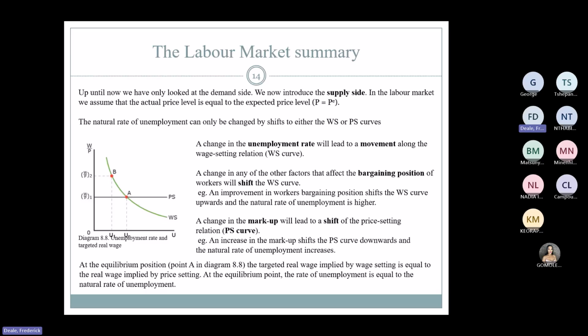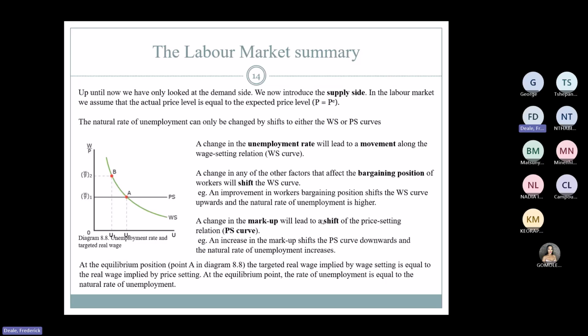In summary, the natural rate of unemployment can only be changed by shifts in either the wage setting or price setting curves, right? So that's what we've shown just now. A change in the unemployment rate will lead to a movement along the wage setting curve. So if it's just a change in the unemployment rate, we're not talking about the natural rate of unemployment, just the unemployment rate. If the U moves around, that's just a movement along. A change in other factors such as bargaining position would cause a shift in the WS curve. So an increase in bargaining position is up and to the right. A decrease in bargaining position is down and to the left.